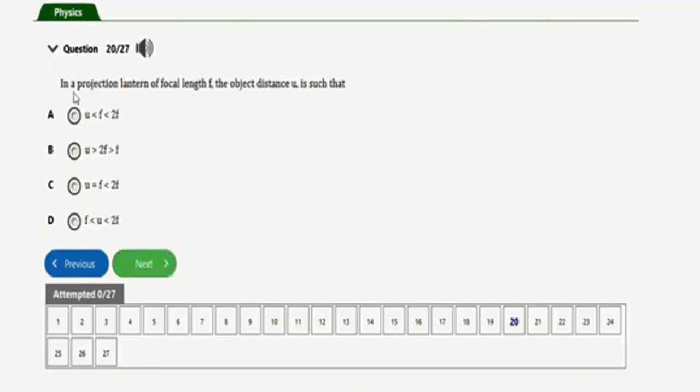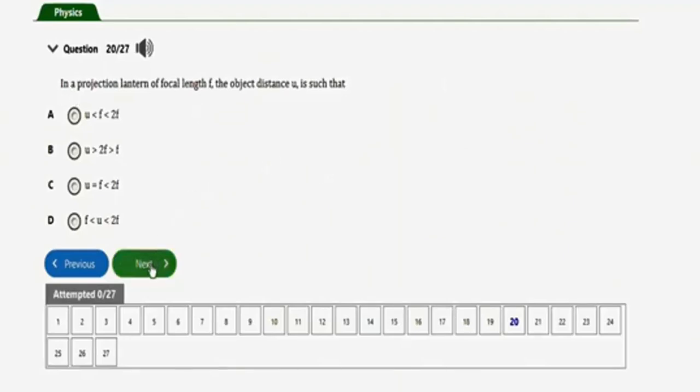It says, in a projection lantern of focal length f, the object distance u is such that, so the right option that expresses this is option D, which is when the focal length is less than the object distance and the object distance is less than twice the focal length. So option D is the right option for this question.